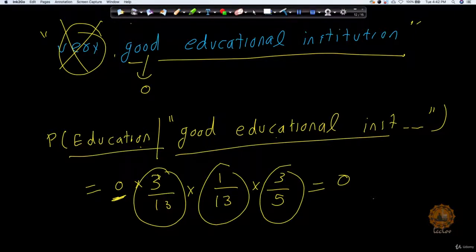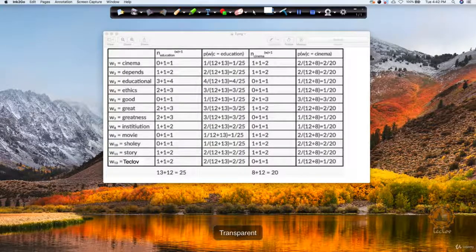Now this is a problem. If you intuitively think about the statement "good educational institution," it looks like it should be a part of education. But because of this word not being a part of my training set, the whole probability turned out to be 0 in this case. Now, this problem we can solve with the help of Laplace smoothing. Let me tell you what exactly this is. So don't get mesmerized by looking at so much of the maths, but I will explain it to you.